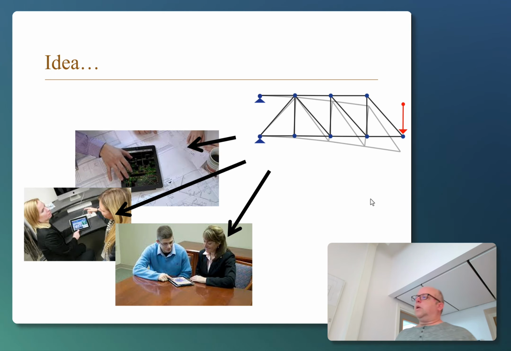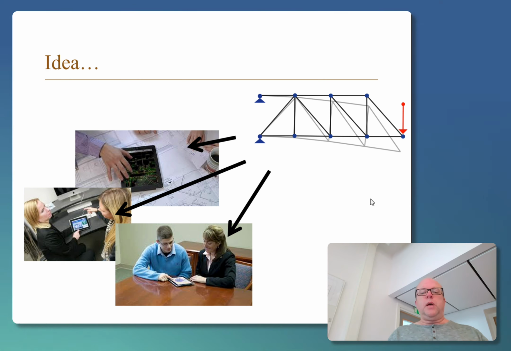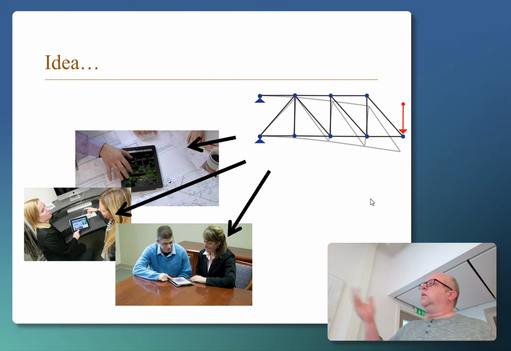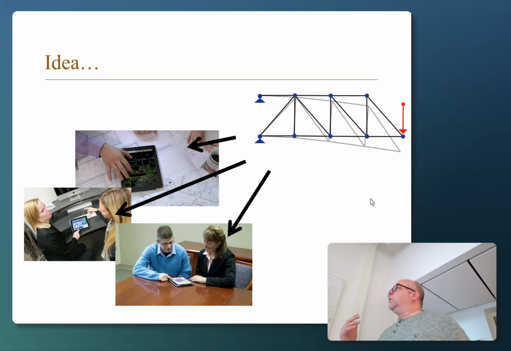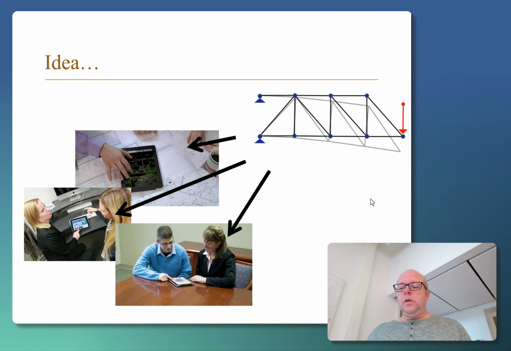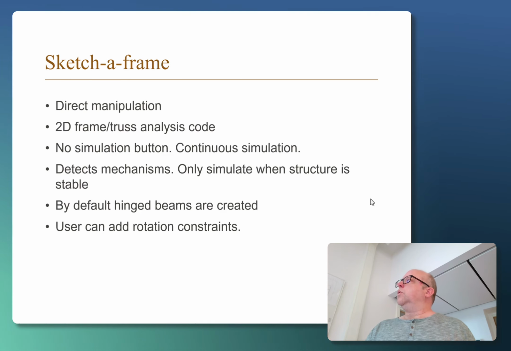So the idea was to have something where you can imagine an engineer talking with a client, an architect, and everyone, and you want to discuss the design, and to have something where you can quickly create a truss or a frame and investigate how you can use it. So it uses direct manipulation. You use your fingers. It is a 2D frame and truss analysis code.